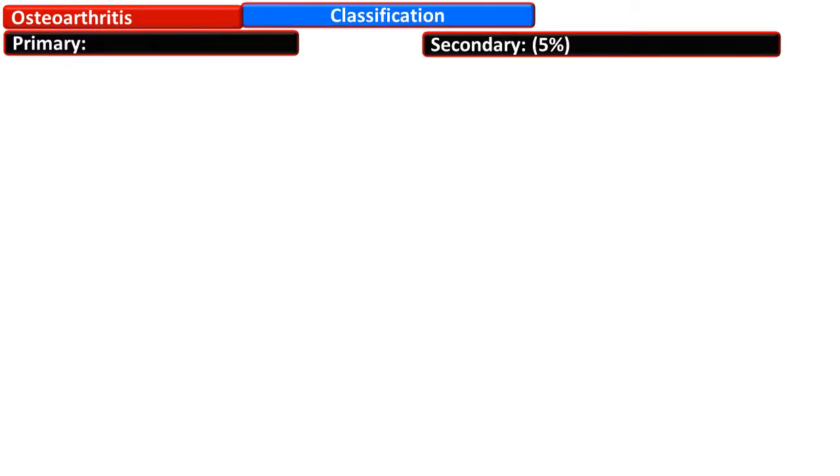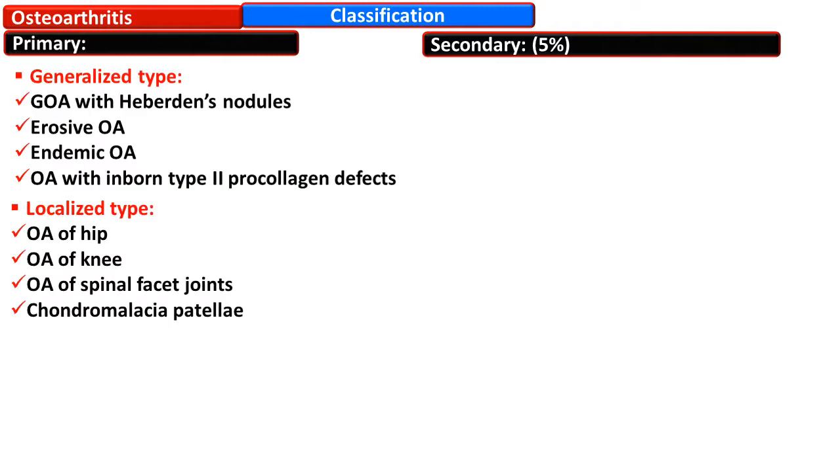Then the classification of osteoarthritis: you can divide it into primary and secondary type. The primary type of osteoarthritis is due to destruction of the joint, which results from an intrinsic defect in the articular cartilage itself. It can be of generalized type and localized type. Generalized type is generalized osteoarthritis with Heberden's nodes, erosive osteoarthritis, endemic osteoarthritis and osteoarthritis with type 2 procollagen defects. Localized type is localized only to a single joint, and there is a term, chondromalacia patellae, in which the osteoarthritis affects the patellar surface of the femoral condyles of young people.